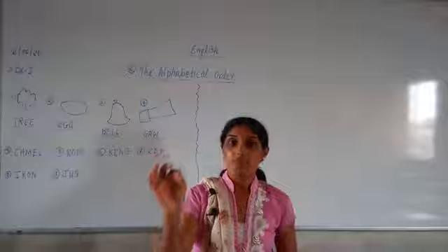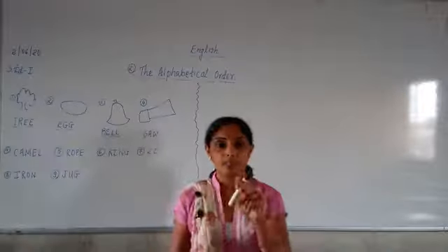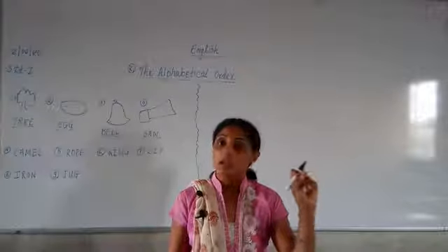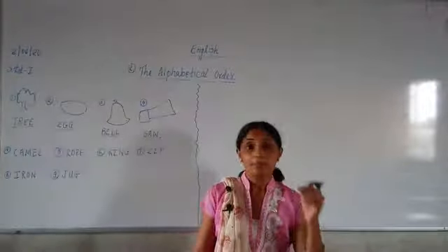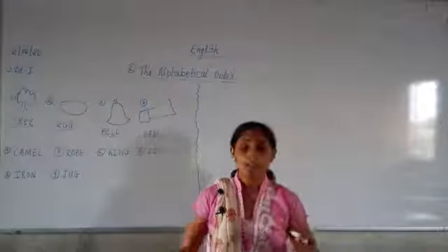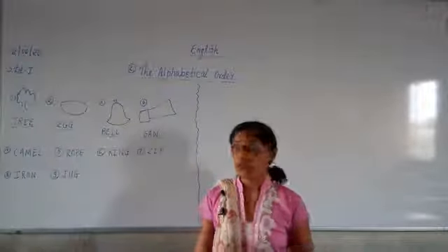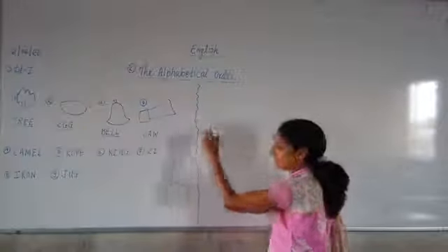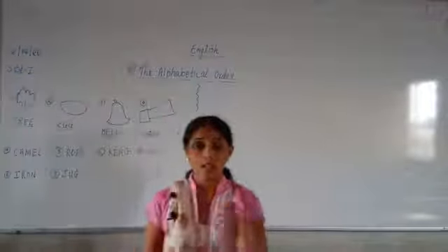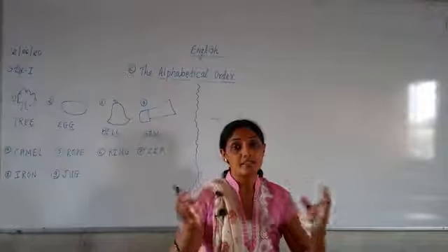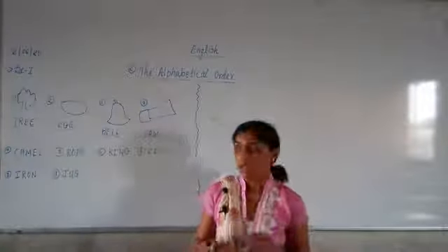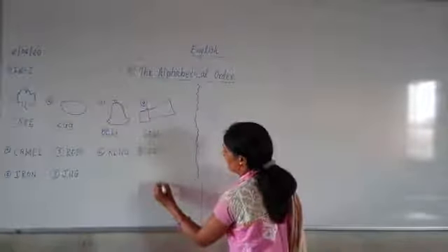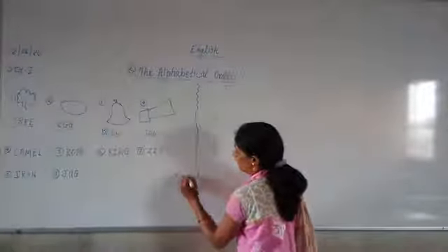If A is first, then which will be the second letter? B will be second. Which will be the third letter? C will be the third letter. Which will be the fourth letter? D will be the fourth letter. In this way, we studied the letters yesterday. How many letters in total? 26 letters. We studied how 26 letters are arranged in alphabetical order, and we did some examples, 6 to 7 examples. Like I, J, for example, I, J, M, O.